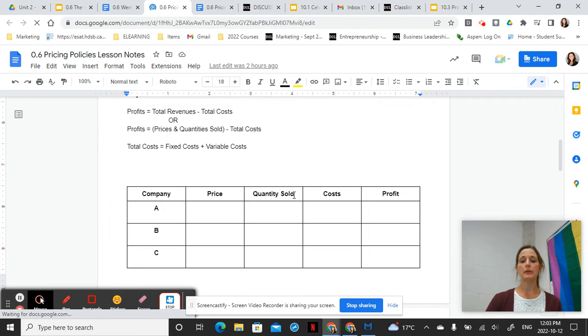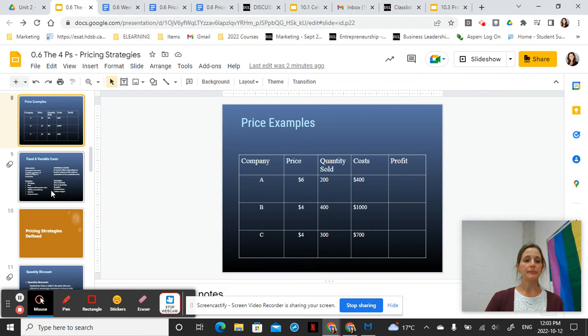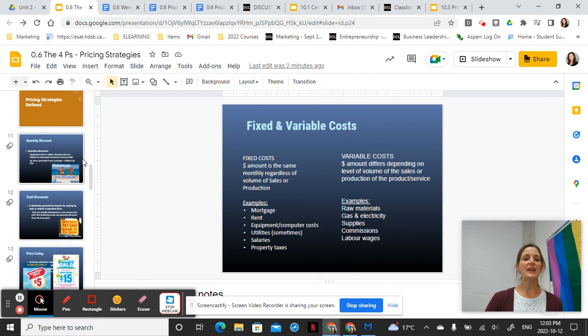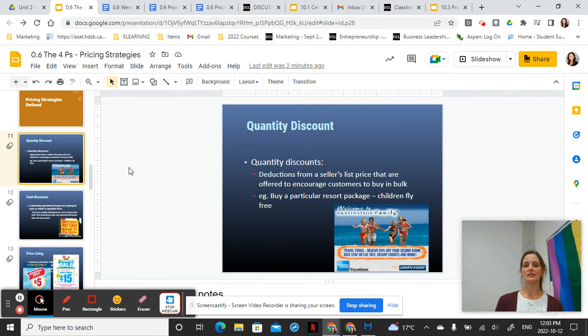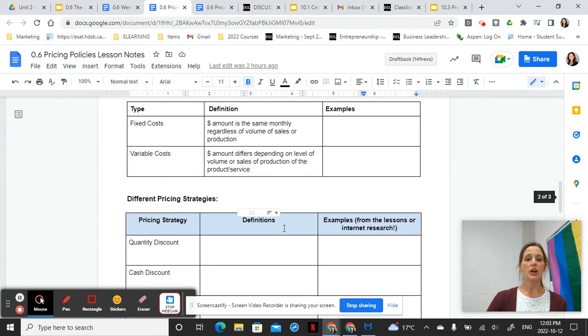Using the example of those simple calculations, you're going to fill in this chart and calculate the profit using the formulas provided to you, okay? Then you're going to move back into the lesson and learn a little bit about the difference between fixed and variable costs. And then you get to go into the fun strategies. This is learning about the different strategies that marketers and entrepreneurs use to convince consumers that they're getting a deal. With this section in your handout, you're going to fill in the chart, okay?